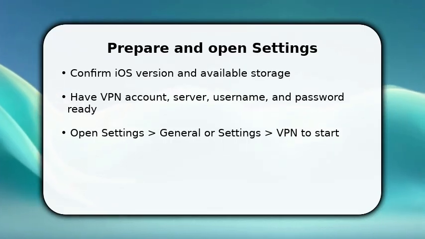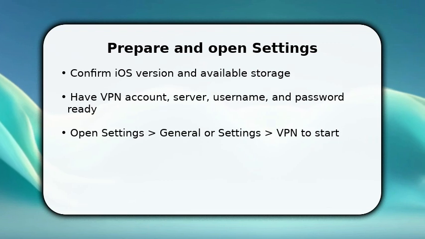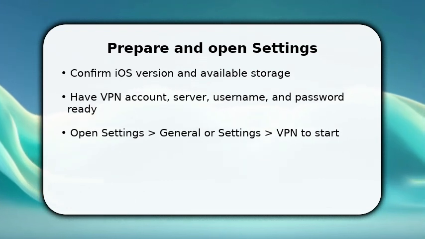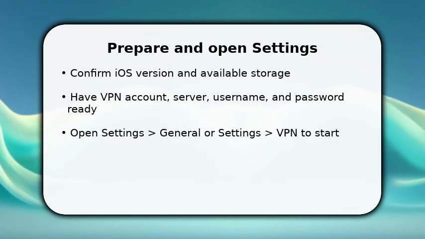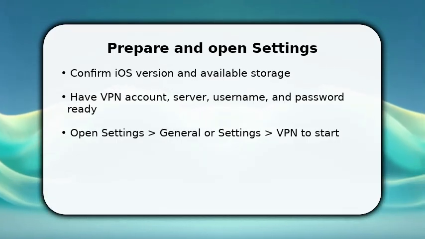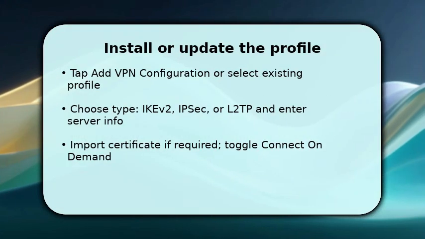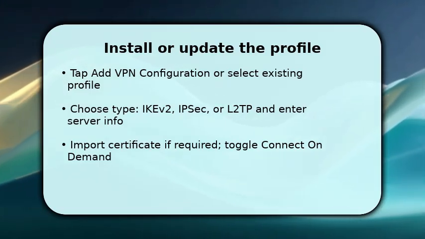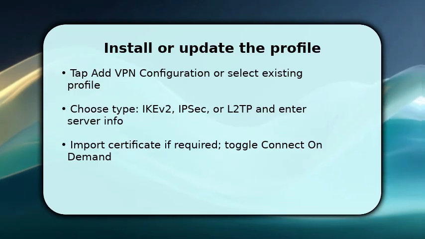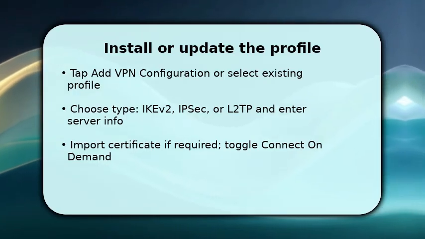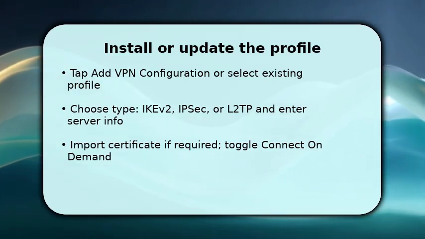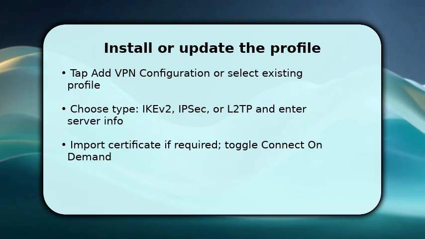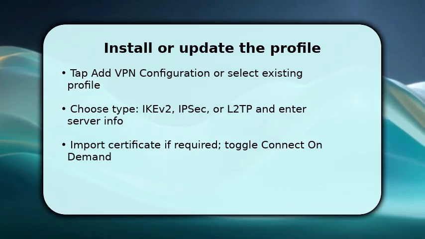This gets you to the VPN configuration area. Make sure Wi-Fi or cellular is active, so the device can validate credentials and download profiles if required. You'll either tap Add VPN configuration to create a new profile or select the existing one to update the server and credentials. When prompted, choose the correct protocol, IKEv2, IPsec, or L2TP, because protocol determines encryption and compatibility.